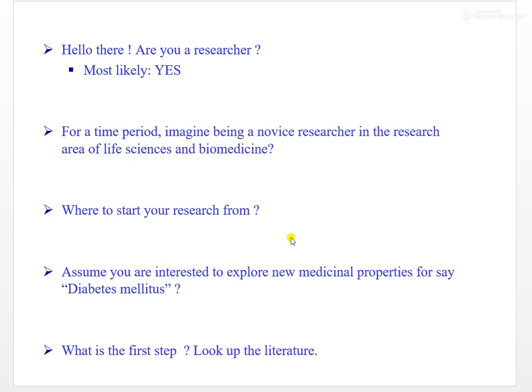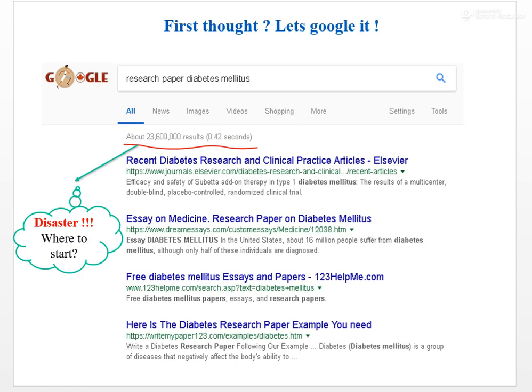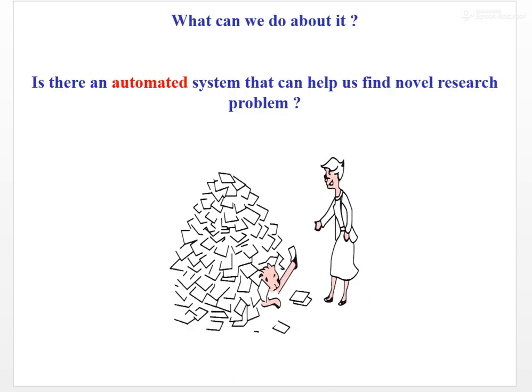Most likely you are. For a time period, imagine being a novice researcher in the research area of biomedicine, and you're trying to look up new problems. Let's say you're interested in finding out new medicinal properties for diabetes. So what is your first step? The first step is to try and go and look up the literature. At this point, if you Google for diabetes mellitus, you get more than 23 million references. Well, this is a disaster because you don't really know where exactly to start from. If only there were an automated way that could find novel research problems for you.